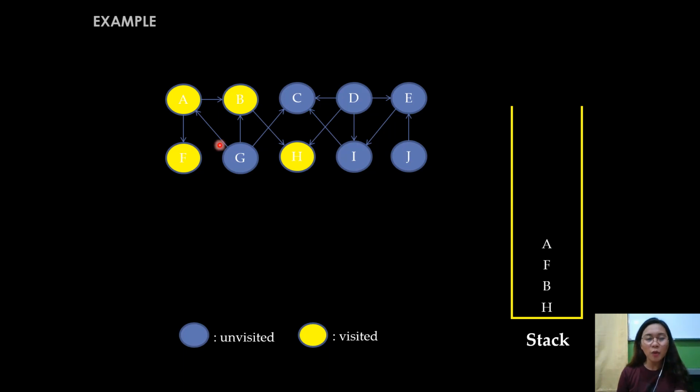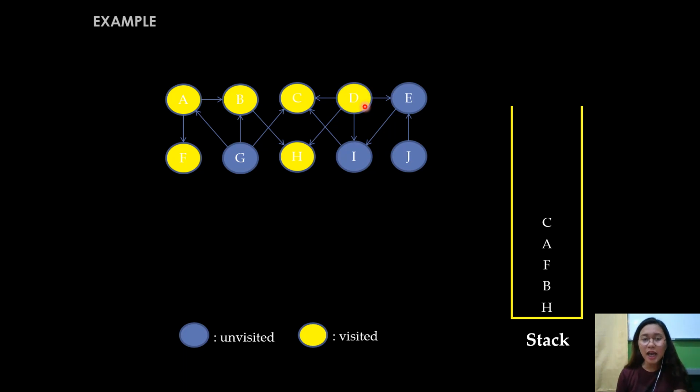So now, we're going to start with another unvisited node. So we choose the vertex C and visit it. Since there are no neighbors of vertex C, we push vertex C into our stack. And we again start with the vertex D.